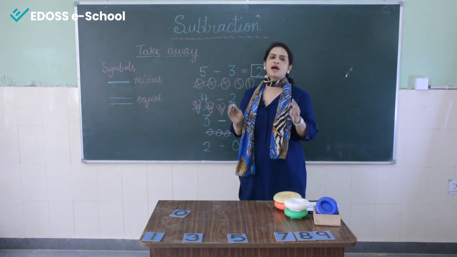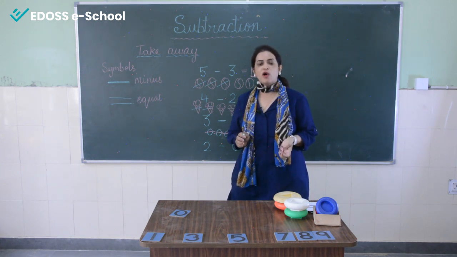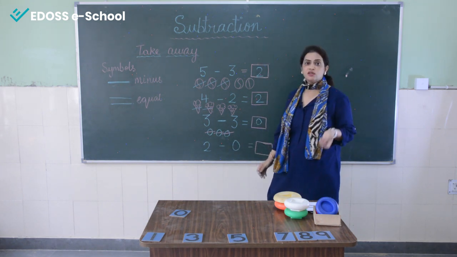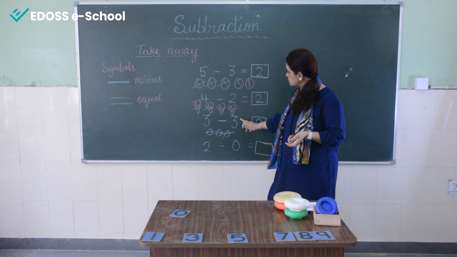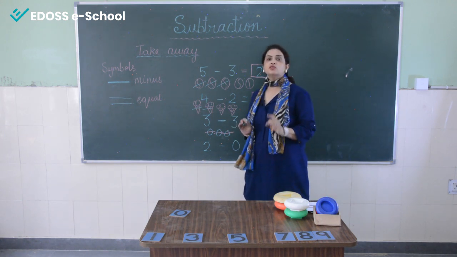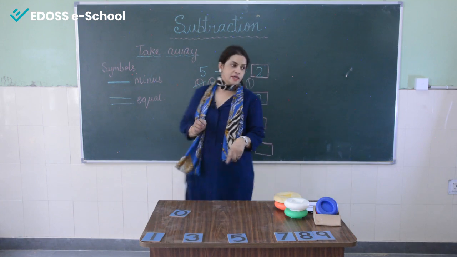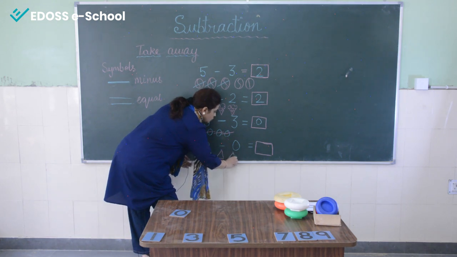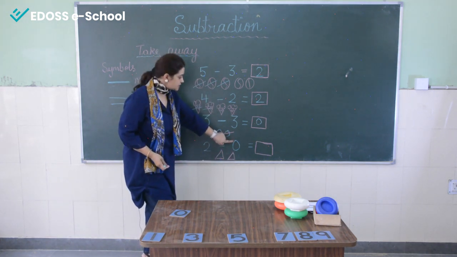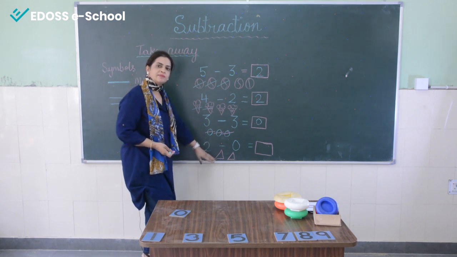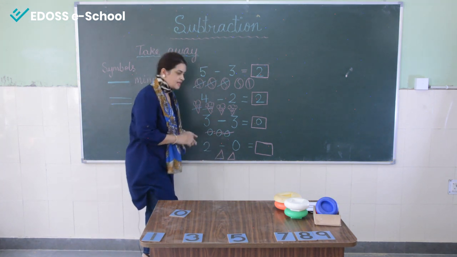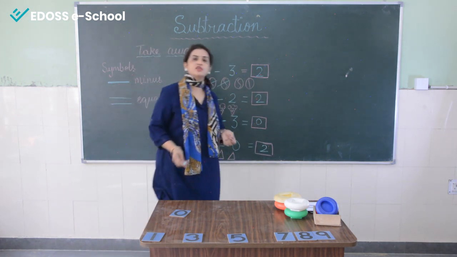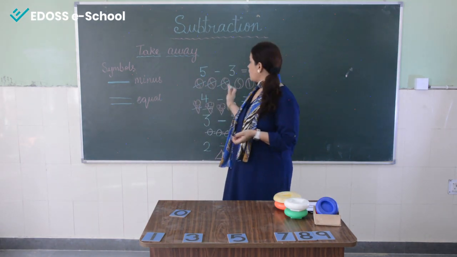Similarly, 5 minus 5 will be 0. 10 minus 10 will also be 0. Now let us see the last one. 2 minus 0. This is just the opposite of this one. We are not going to deduct anything. Okay? So here I am drawing 1 and 2 triangles. And I have to cancel how many? 0. So I will be left with 1 and 2 only. So the answer will be 2. So this is how you can do subtraction by drawing objects.